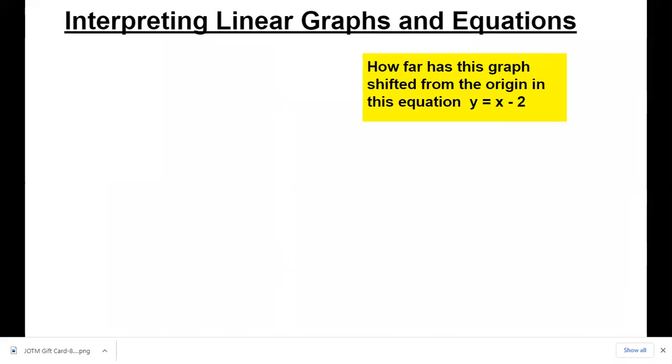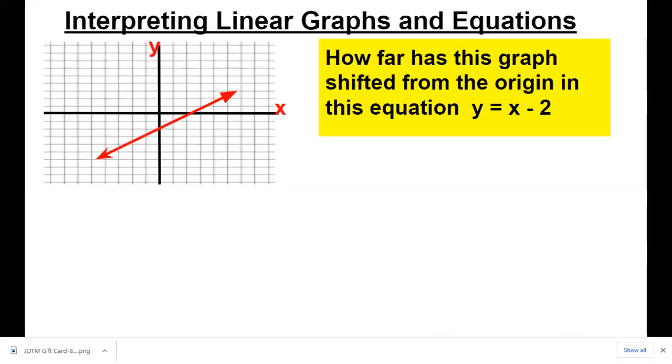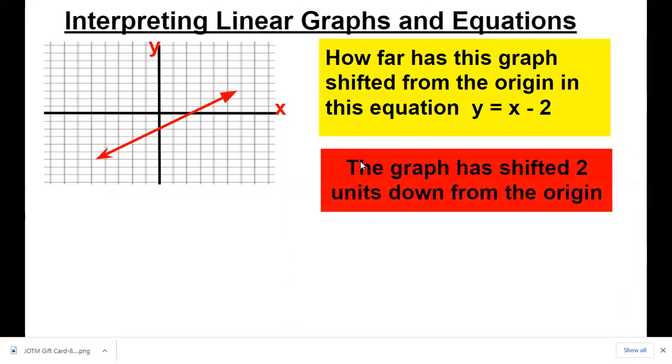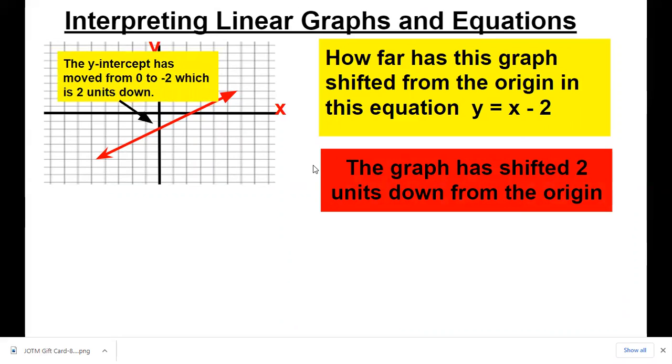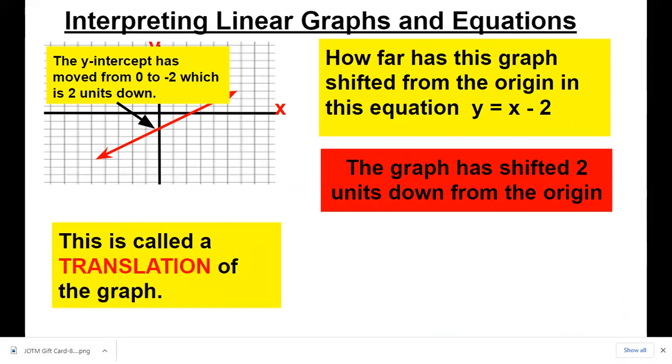Okay, interpreting linear graphs. How far has this graph shifted from the origin in this equation, y equals x minus 2? How far has it shifted from 0, 0? Did you say -2? Because -2 is the y-intercept, then you are correct. The graph has shifted 2 units down from the origin. It went from 0 to -2. It's called a translation. A translation is a shift of a graph, up or down, left or right.